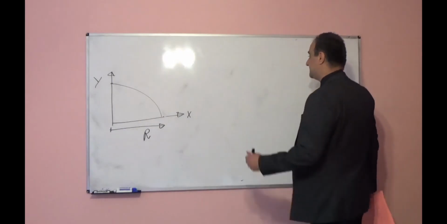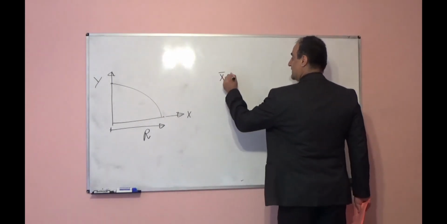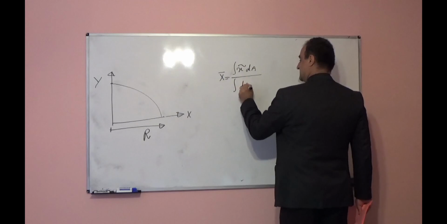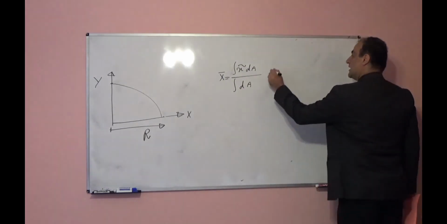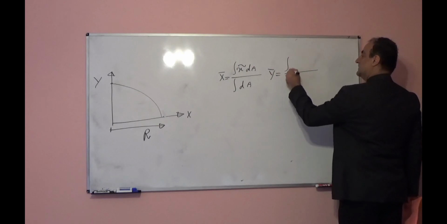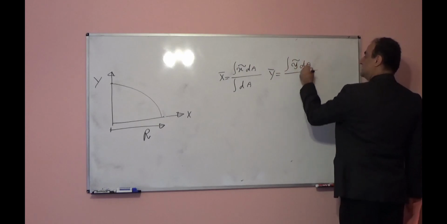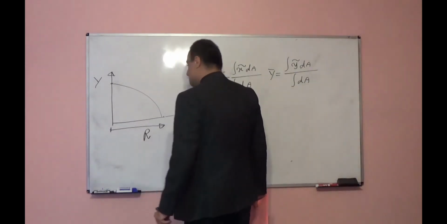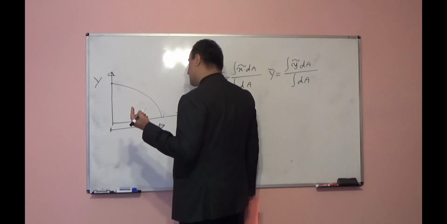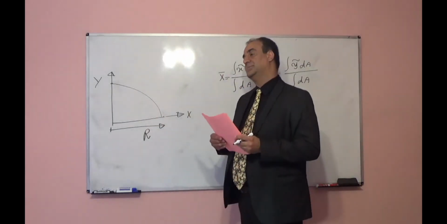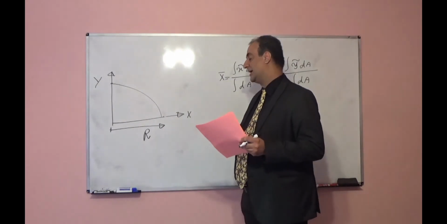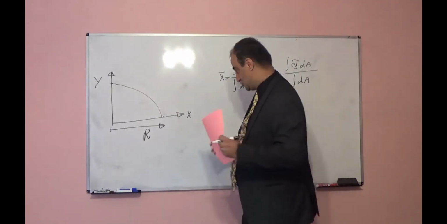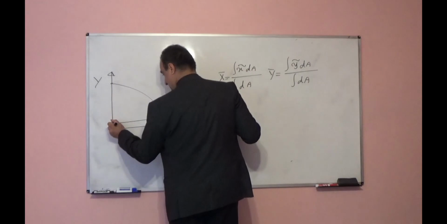Here I will follow the formula: x bar is equal to the integration of x tilde dA over the integration of dA, and y bar is equal to the integration of y tilde dA divided by the integration of dA. So I should assume a small element. You can assume any kind of element, but depending on your integration skill and which kind of integration will be easier, you are free to choose. I assume this kind of element.